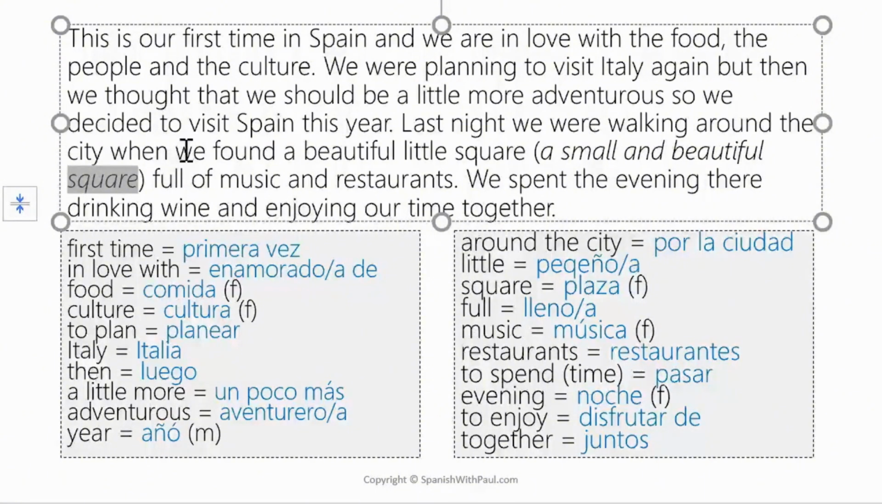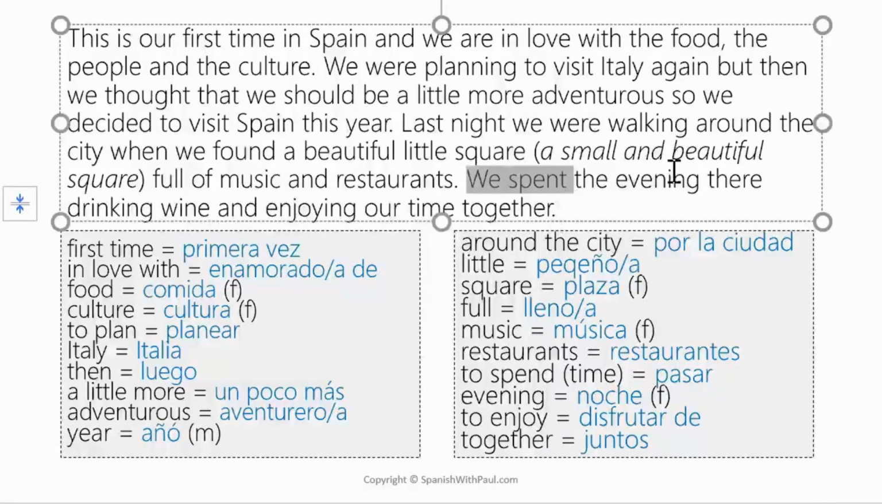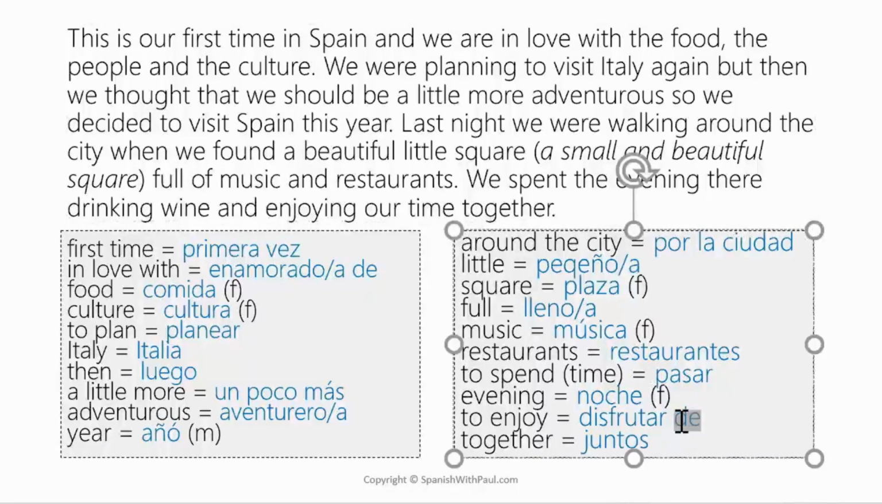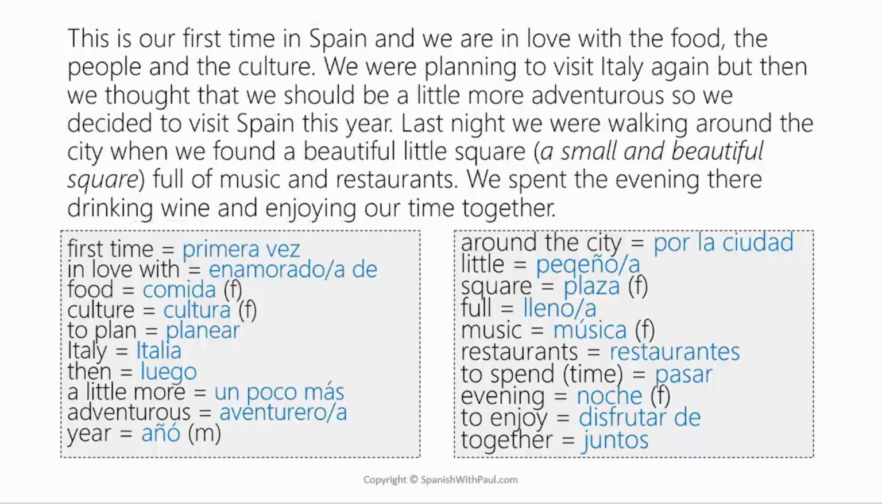You can see just how intricate Spanish grammar can get at times. This is why it's very important that we take our time, think things out properly, and go slowly. Then in the last sentence we have, we spent the evening there. So, pasamos la noche allí, tomando vino y disfrutando de, right? Because it's followed by de. So, disfrutando de nuestro tiempo juntos. So, pause again and retry the translation on your own.